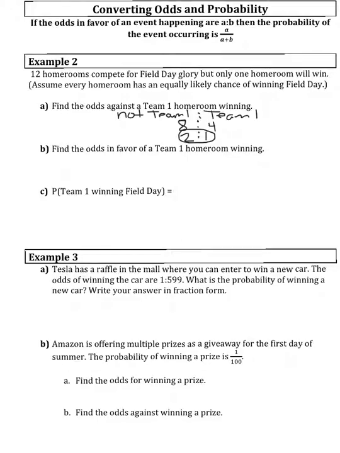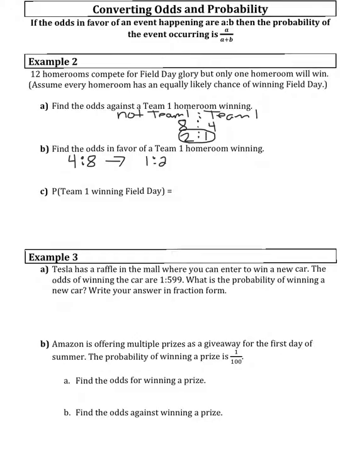What are the odds in favor of Team 1 winning? Well, they have a 1 to 2 chance. Where did that come from? I just flipped my answer around from A. Or if you think about it, there are 4 homerooms on Team 1 that could win, to the 8 homerooms not on Team 1. And that reduces or simplifies down to 1 to 2.